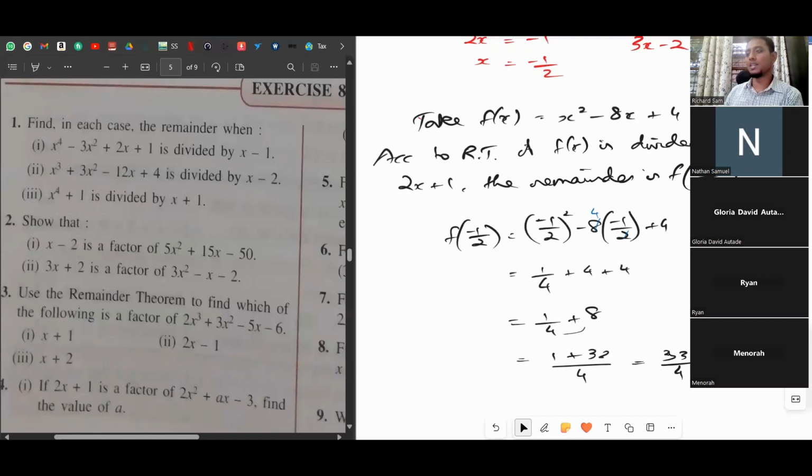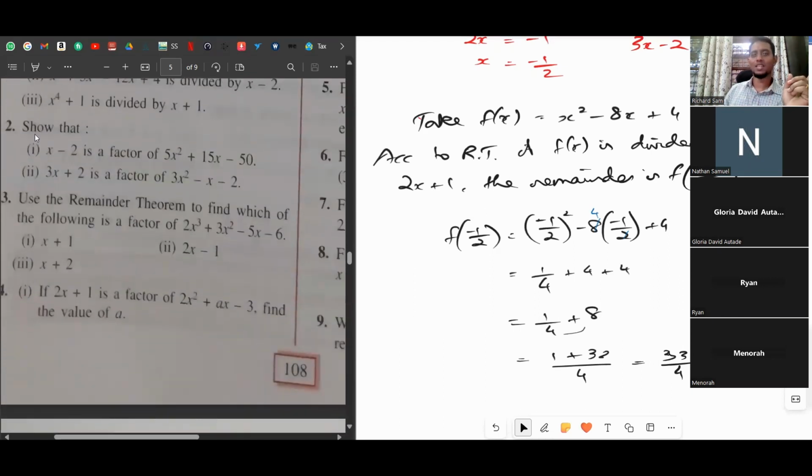What if the remainder came 0? What does it mean? It is a factor. What is a factor? This x minus 1 or this x minus 2 or this x plus 1, that is a factor. Correct? Factor of that big polynomial f of x. Okay. So now look at the second question. Here they're not asking to find the remainder. They're saying show that x minus 2 is a factor of this thing. So how do we show that it is a factor?